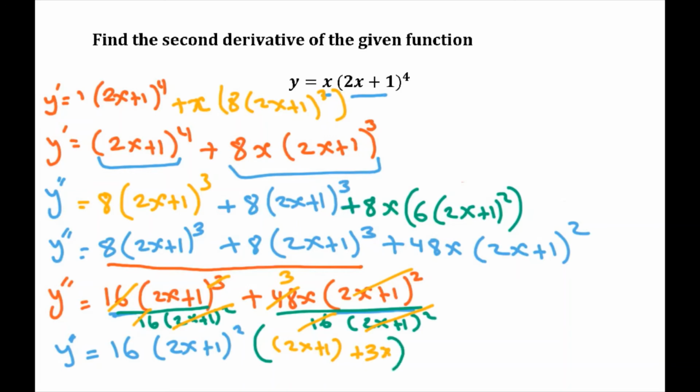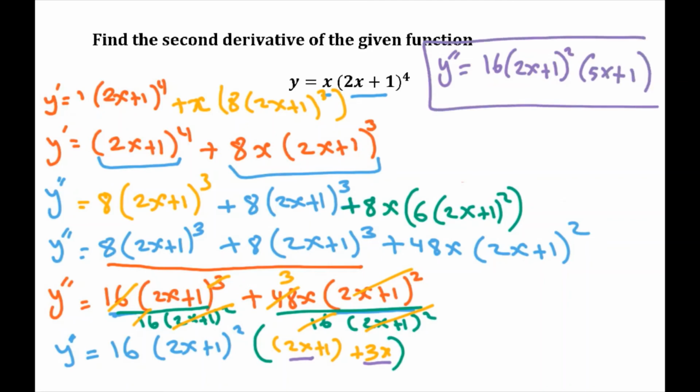Now I'm going to finish it here. So my final answer will be 16(2x plus 1) squared, and then 3x plus 2x is 5x, plus 1. Okay, here we go. That's my final answer. That's everything in this lesson.